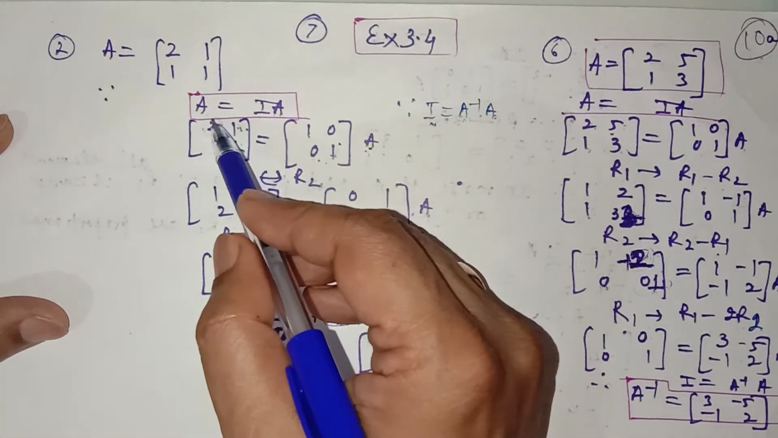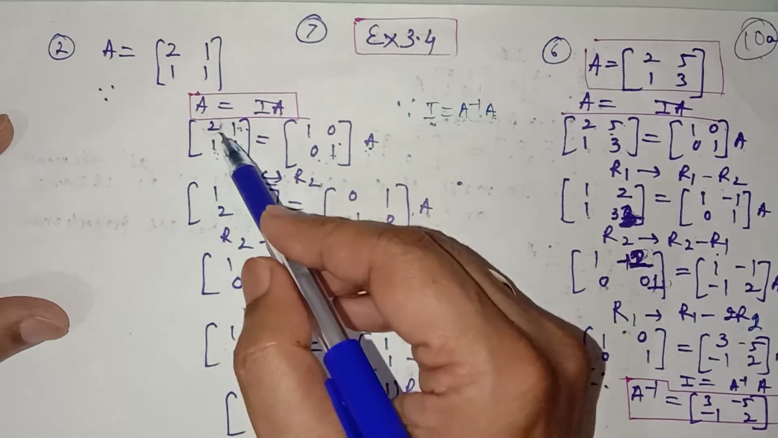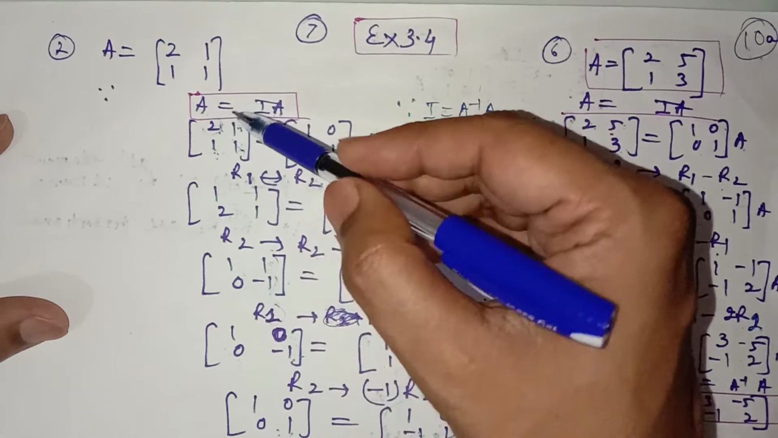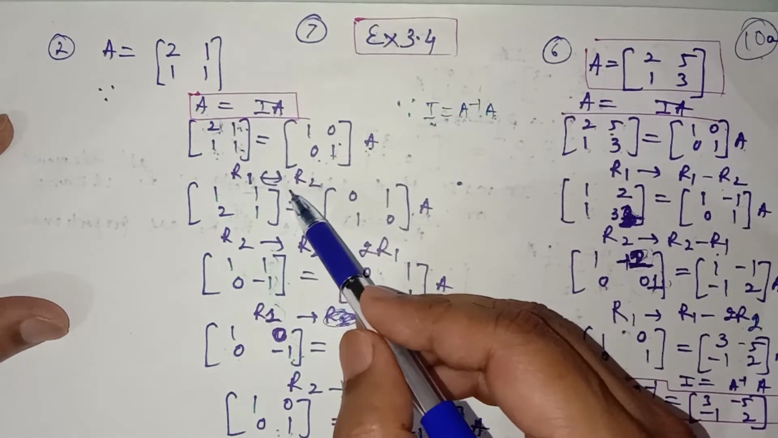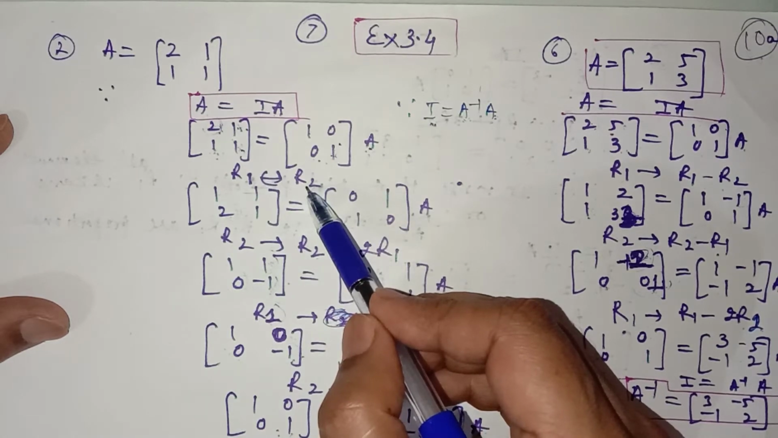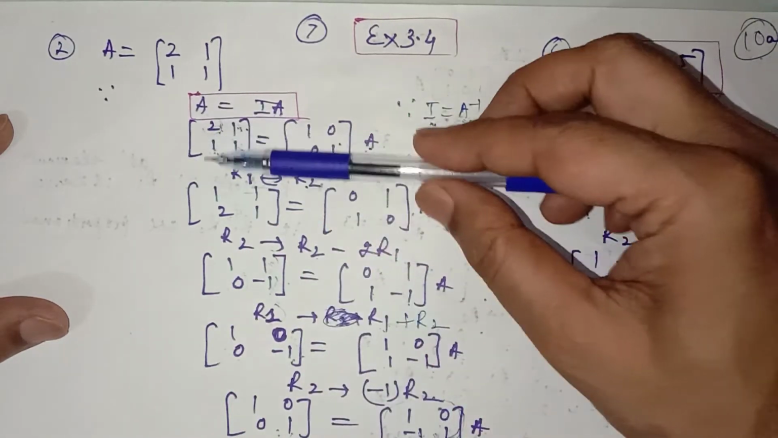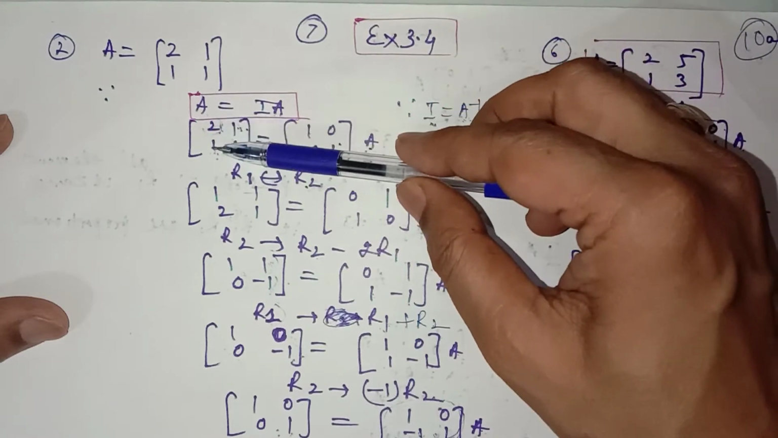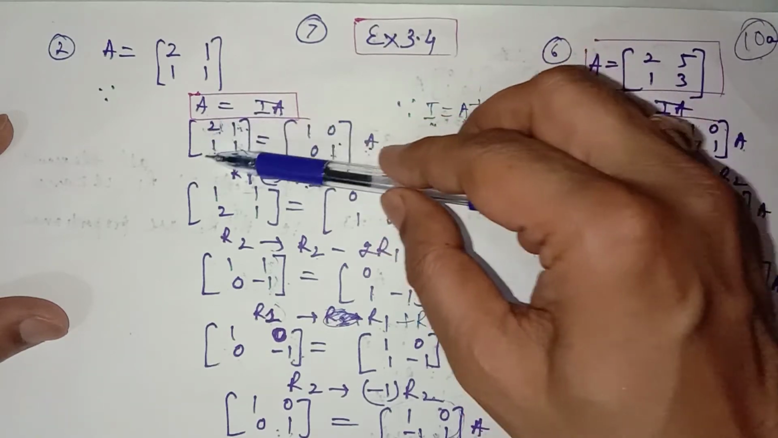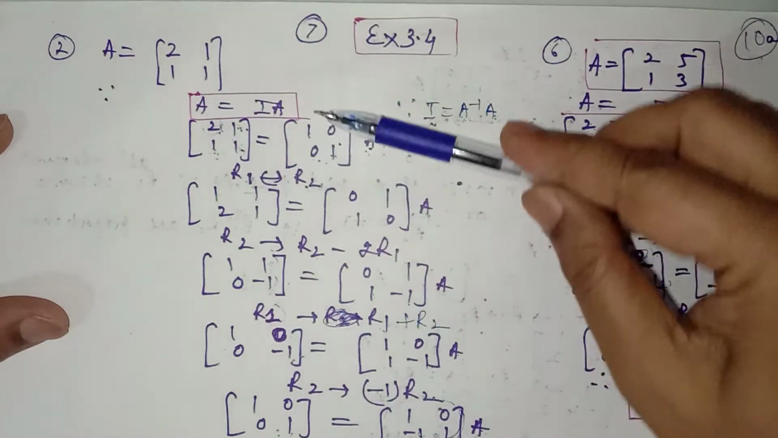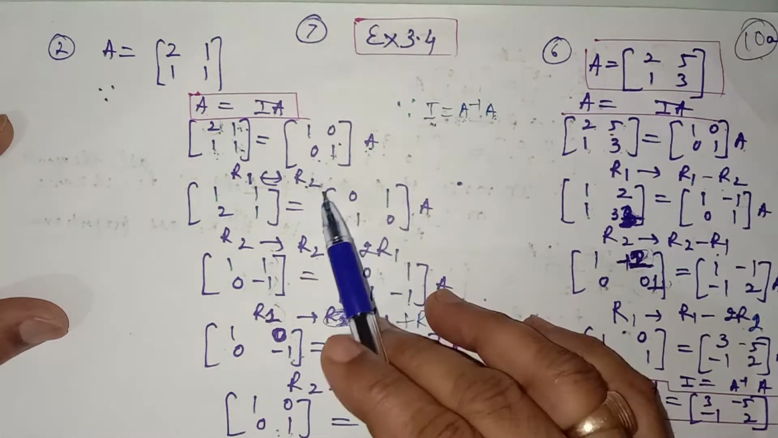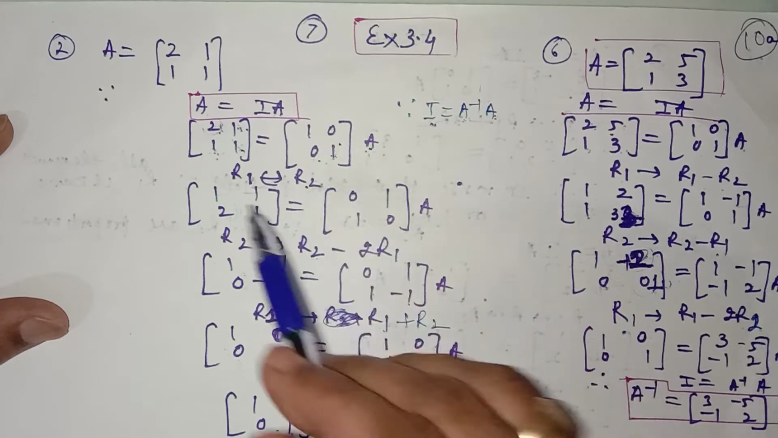Because you have to bring a 1 here, there are two methods to convert this element to 1. One is that you can interchange these two rows, which is what I have done here: R1 and R2 can be interchanged. You have studied the properties, you can interchange any two rows or columns. So the second row becomes first and the first row becomes second, giving 1 1 2 1. Similarly on the right, 0 1 and 1 0. The property you use on the left, you must use on the right hand side also.